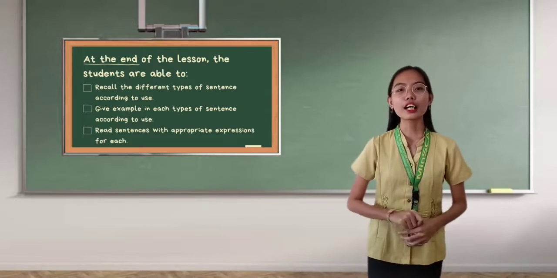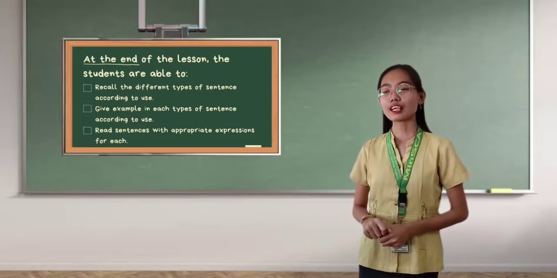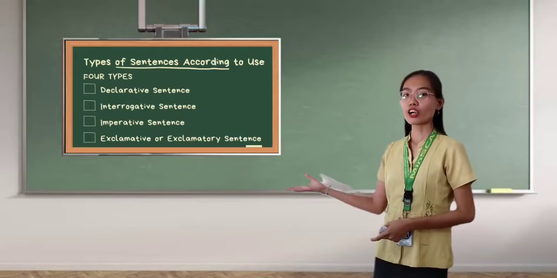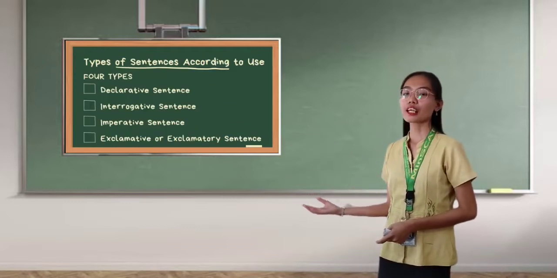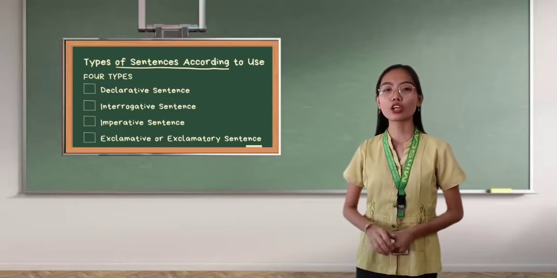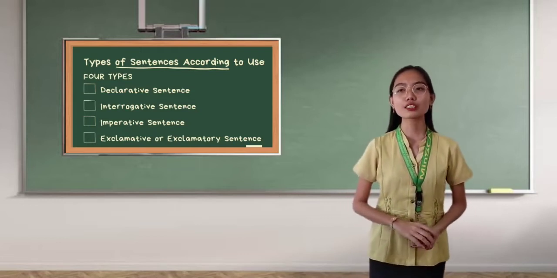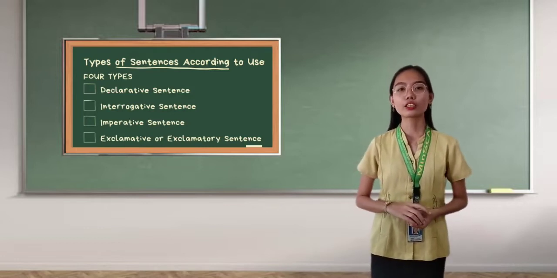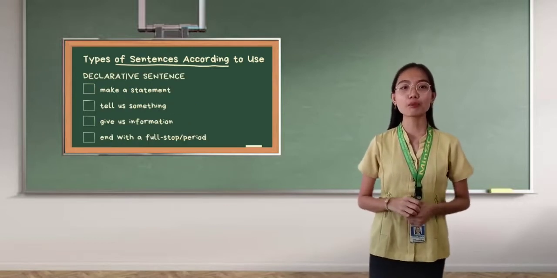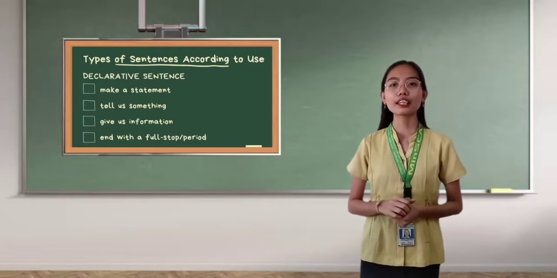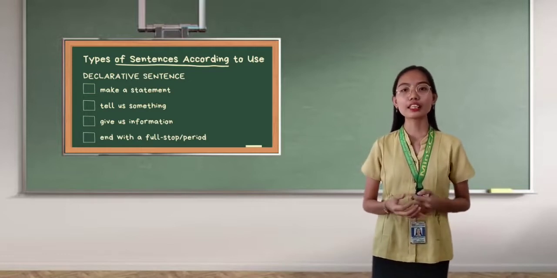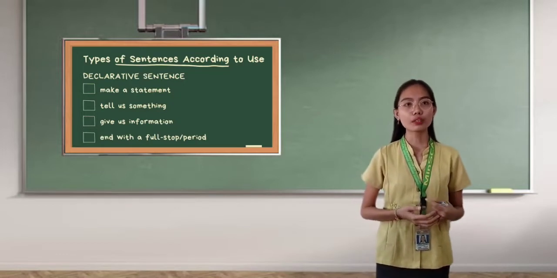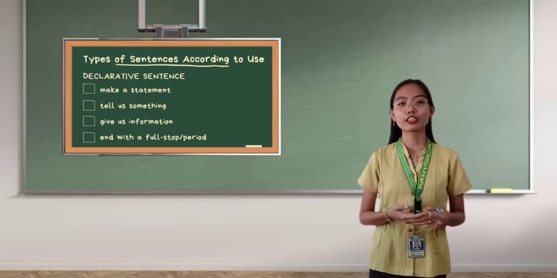Now, there are 4 types of sentences according to use. Those are declarative, interrogative, imperative, and exclamative or exclamatory sentences. What was the first one again? Yes, Mr. Joaquin? Okay, thank you. Declarative sentences make a statement. They tell us something, they give us information, and they normally end with a full stop or period.